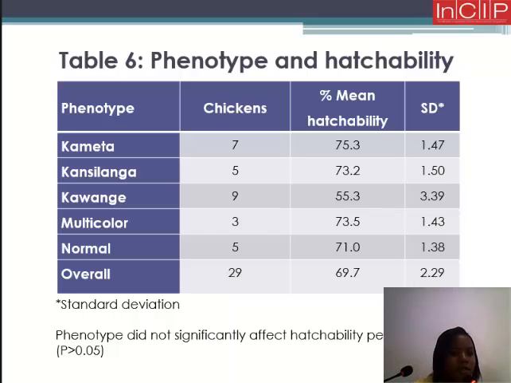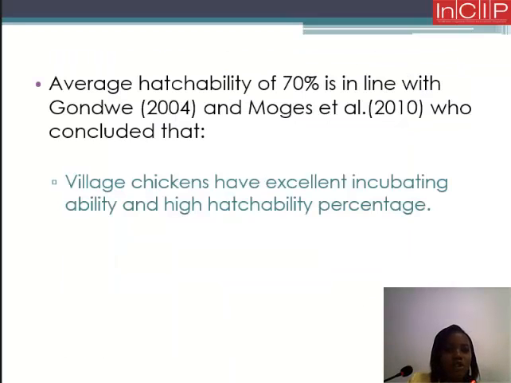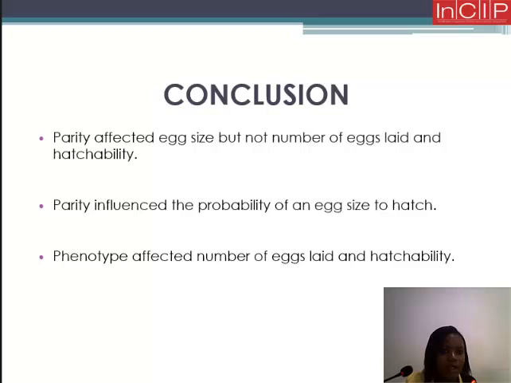And phenotype did not significantly affect hatchability by brooding, as we can see that the p-value is more than 0.05, and the overall hatchability per phenotype was about 70%. So the average hatchability, which is 70%, goes in line with Dr. Gondwe and Mokes, who concluded that village chickens have excellent incubating ability and have high hatchability percentage.